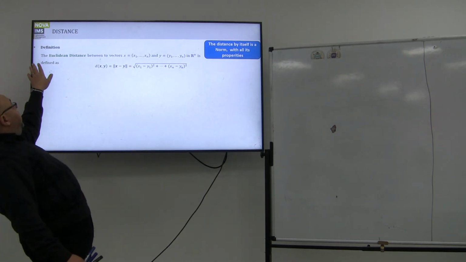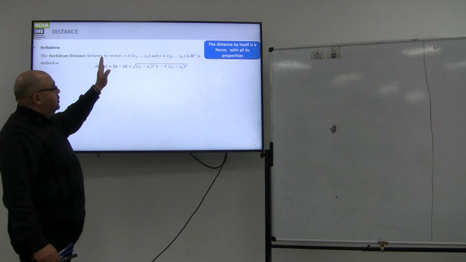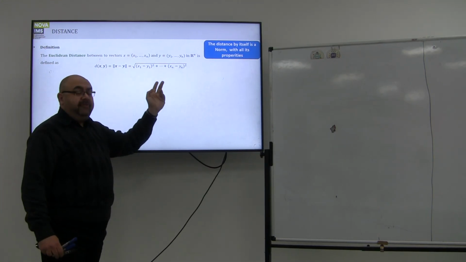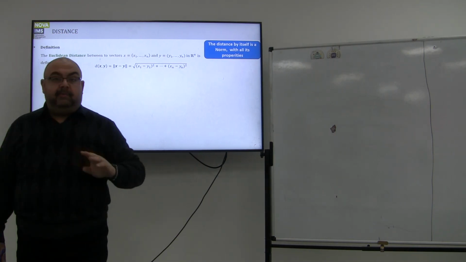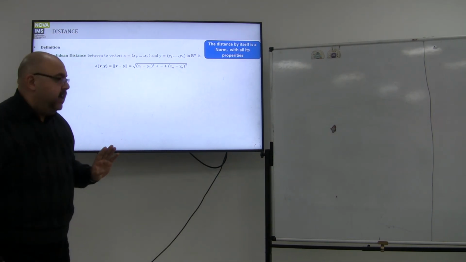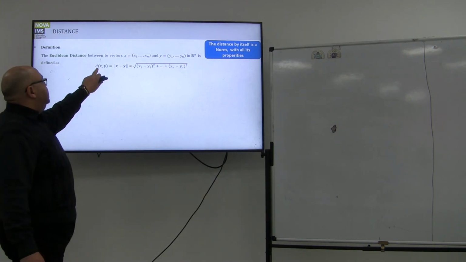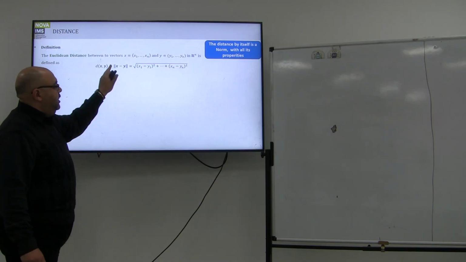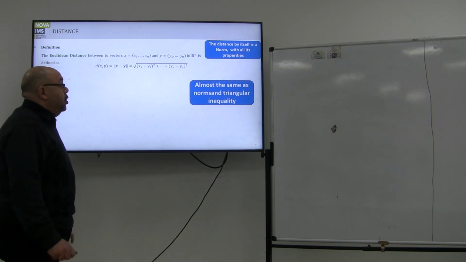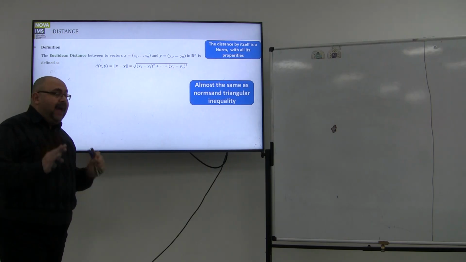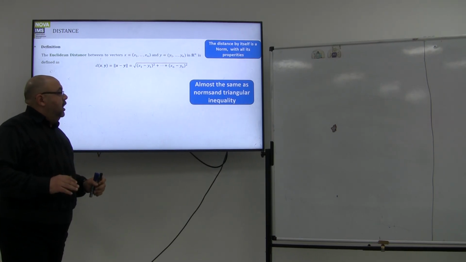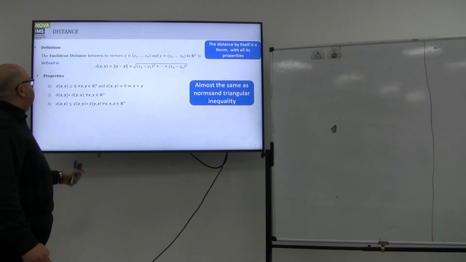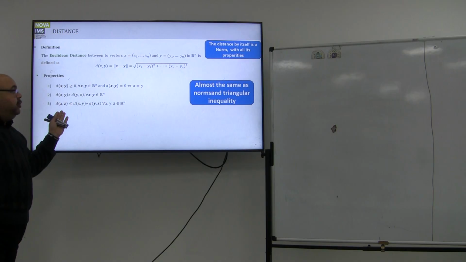So once more, the Euclidean distance between vectors x and y is the square root of the sum of the squared differences between the coordinates of both points. It's exactly like the norm, and you can write it as d(x, y), or the norm of x minus y. This is the equation that we will use. It is almost the same as the norm, with the triangular inequality. It's exactly the same for the normalization.